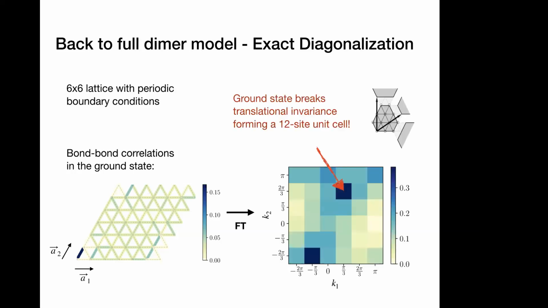It's hard to see something from the real space picture, but if you do a Fourier transform, you can very clearly see two peaks, which exactly correspond to the formation of this 12-site unit cell. It's hard to say very conclusively based on these system sizes without proper finite size scaling. But at least there is an indication that the ground state in this case also is just a 12-site unit cell.